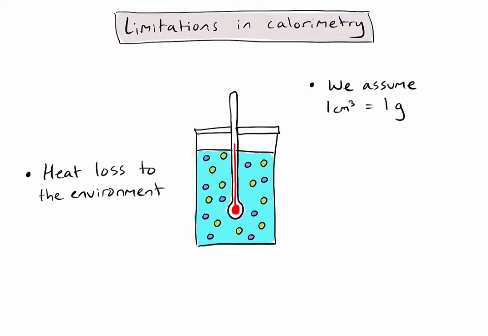Thirdly, also related to our calculation, the value for the specific heat capacity of pure water we use is 4.18 joules per gram per Kelvin. But again, in this case, because I have a solution that's not pure water, that's not going to be 100% accurate.